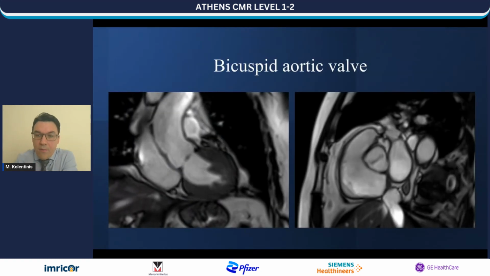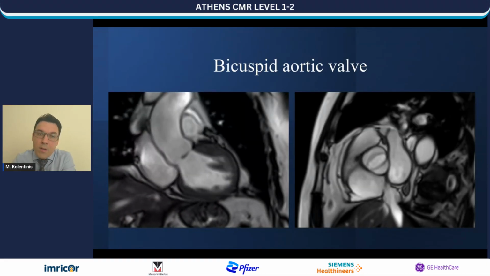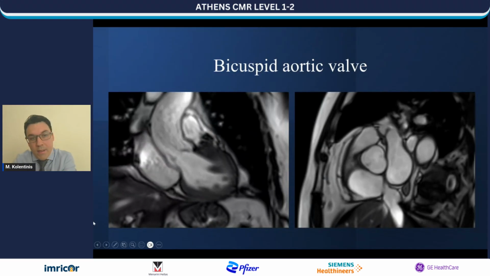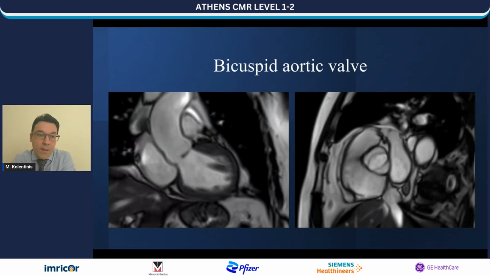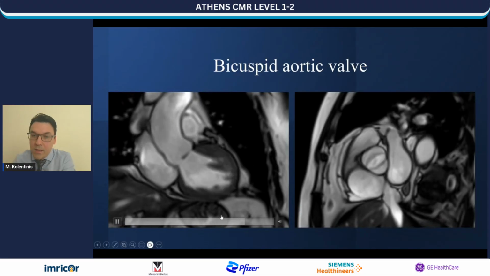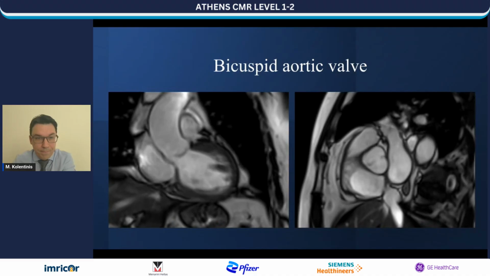You can very well visualize this patient who has a bicuspid aortic valve. In the first image, which is the long axis stack, we can see that the cusps are opening in a dome way, and through the short axis, excellent visualization of the valve, a true bicuspid aortic valve.